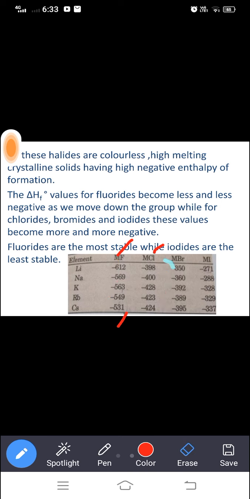The reason, only one concept you want to remember: here the lattice energy is more, and here the ionization energy is more than the lattice energy. That is the concept.